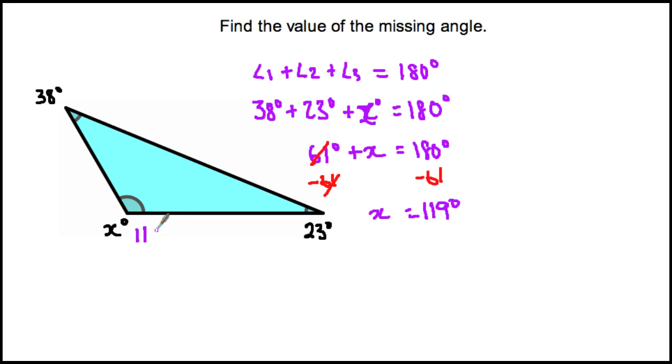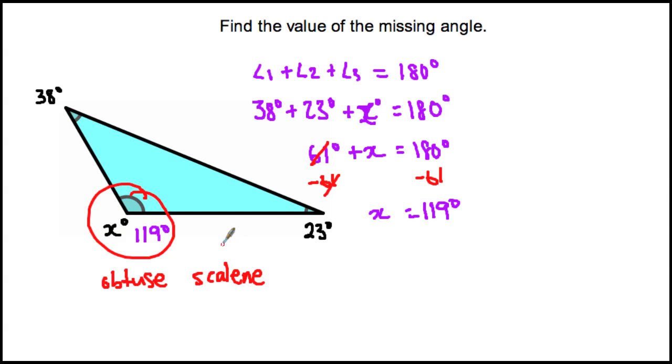This is 119 degrees. And just out of curiosity here, we can now actually classify this. And we know that because of this one obtuse angle, this is an obtuse triangle. And we also know because all 1, 2, 3 angles are different, it is therefore also a scalene triangle. So without even knowing the length of the sides, we can figure that it's scalene because all the angles are different.